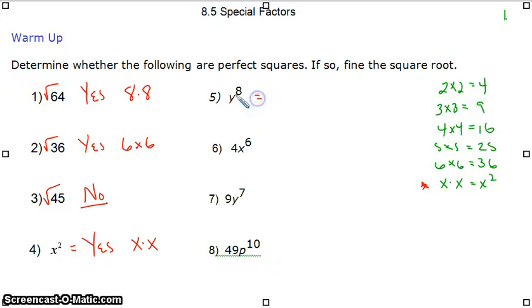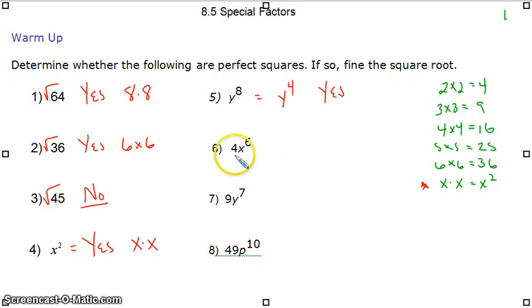What about this one? We have it to the 8th power. This is kind of hard to figure out. Well, there's a trick, because we can't put this in our calculator. If it has an even exponent, it is a perfect square. And all we're going to do here is take half of it. That's going to give you x to the 4th, so this is a yes, because we have x to the 4th.